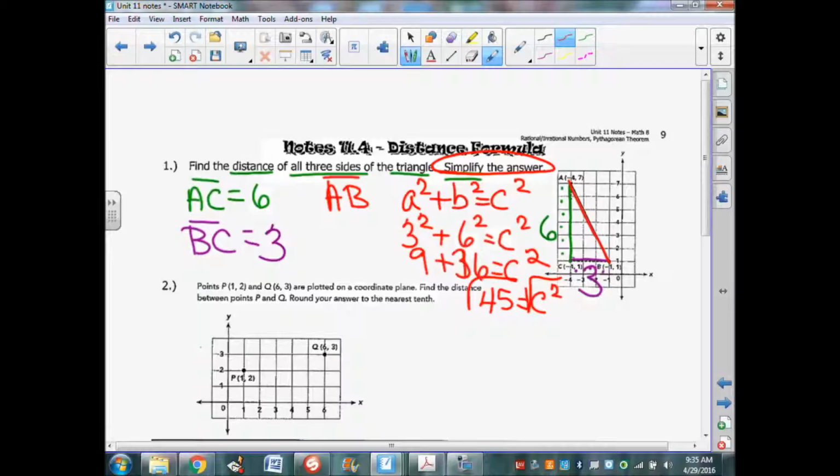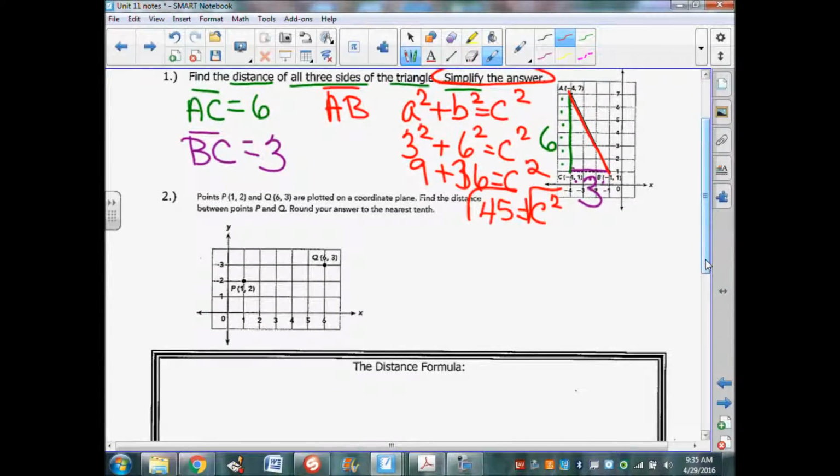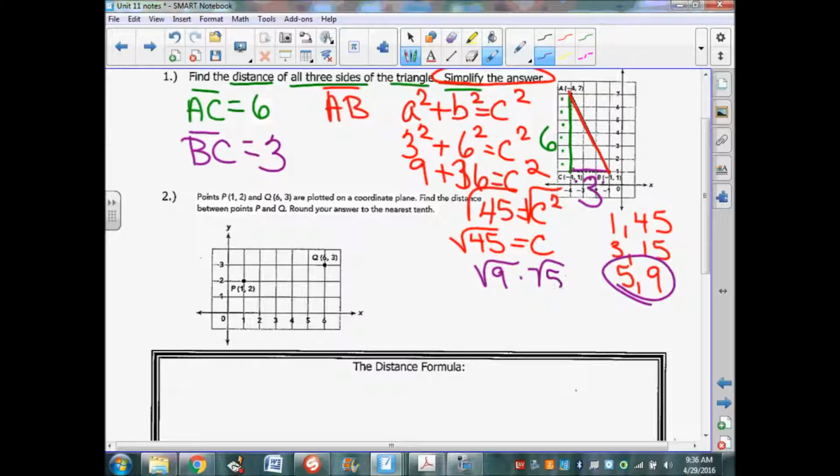Now it says simplify the answer. It doesn't tell us to the nearest tenth or nearest hundredth, so we're going to have to remember how to simplify a square root. So I'm going to think of my factors of 45. So 1 and 45, 3 and 15, 5 and 9, and that's going to be my winner because 9 is a perfect square. So square root of 9 times the square root of 5 is c. And I know that square root of 9 is perfect. That's a 3. If I cross it out, I know that my hypotenuse in simplest form is 3 square roots of 5.